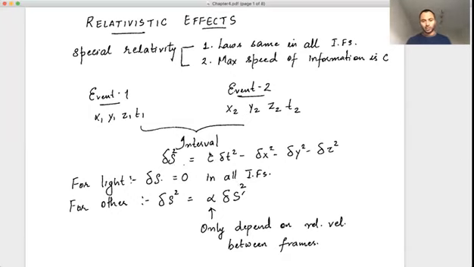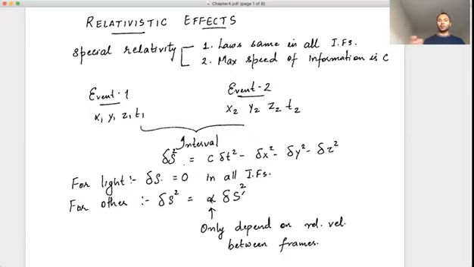Oh, by the way, this should be a c square. I apologize. Otherwise, it's dimensionally incorrect. So for light, that is going to be 0. For other particles, it's going to be some factor, right? It's not going to be 0 because nothing is traveling as fast as light. It's going to be some factor alpha here. And you can now use that factor to relate this interval between two frames.